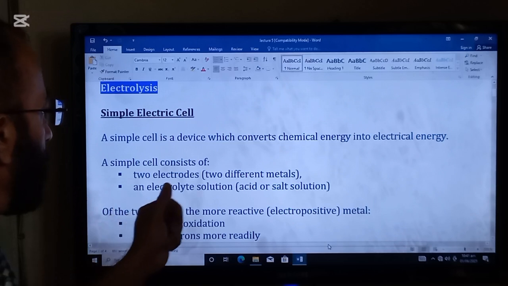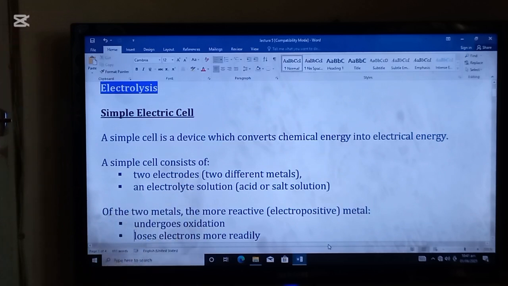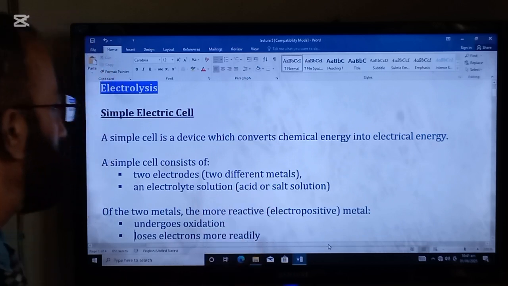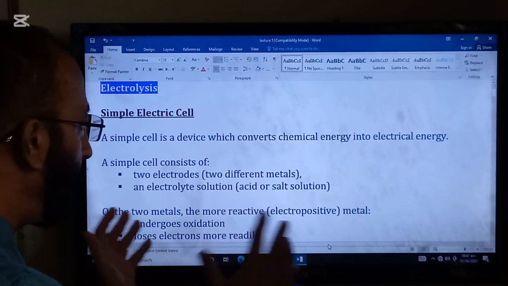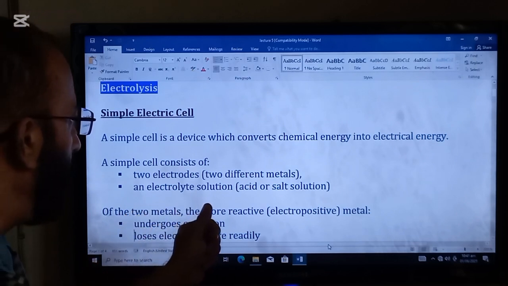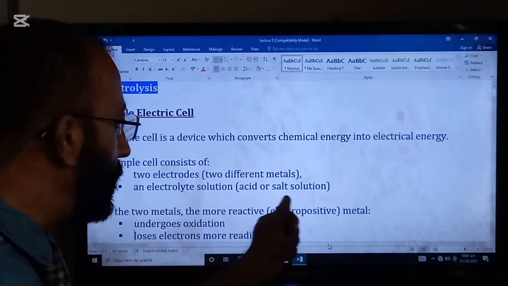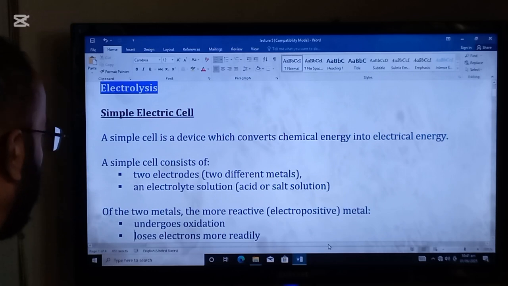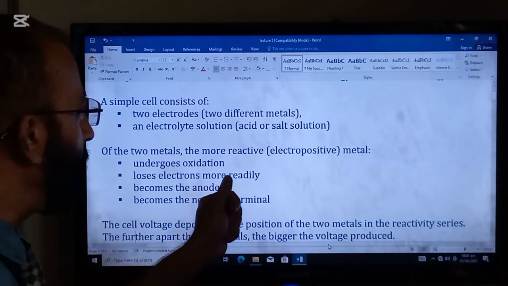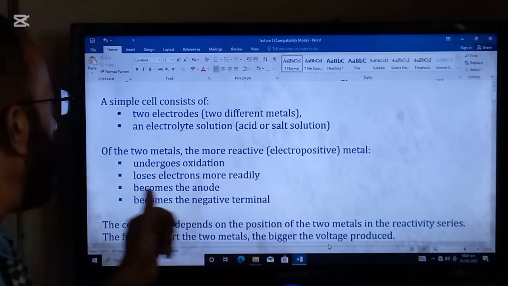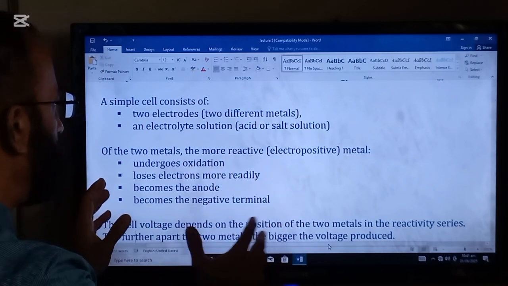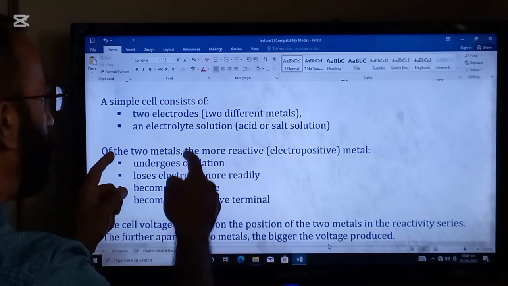A simple cell consists of two electrodes, two different metals. So electrodes will be of two different metals and an electrolyte solution, acid or salt solution. Of the two metals, the more reactive electropositive metal undergoes oxidation. So these are the characteristics of the more reactive metal out of the two.